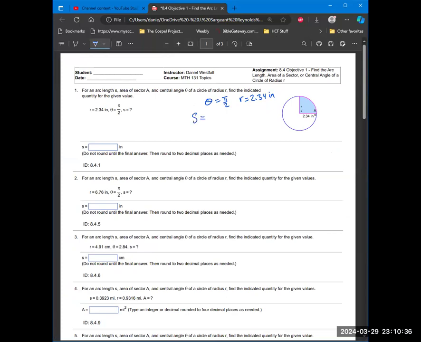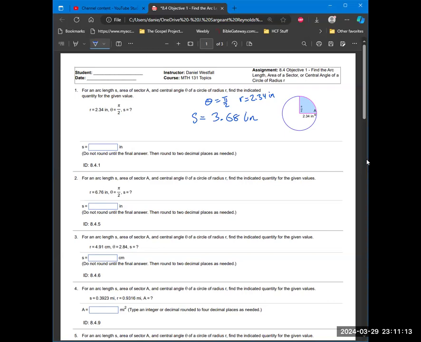Make sure you're in radian mode in your calculator here, and change any degrees to radians. We have an angle measure in radians. So we're going to have pi over 2 times 2.34. And our answer is going to be in inches here. And it will be 3.68. We're going to round to 2 decimal places since we had 2 decimal places in our radius.